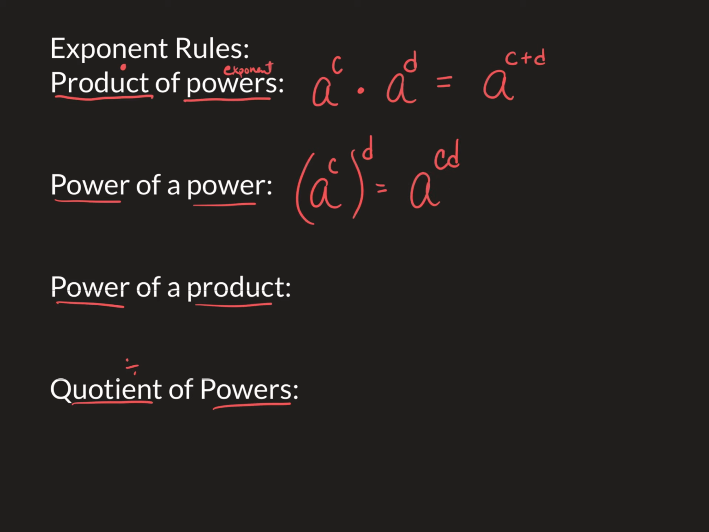Power of a product. When you have power of a product, you have two bases, two different bases or more, raised to a power. And when you have that, you raise each base to that power. So A would be raised to the m power, and B would be raised to the m power. So that's called power of a product.